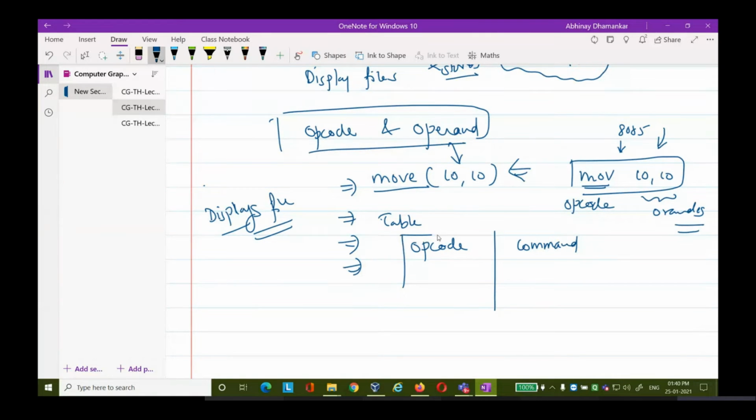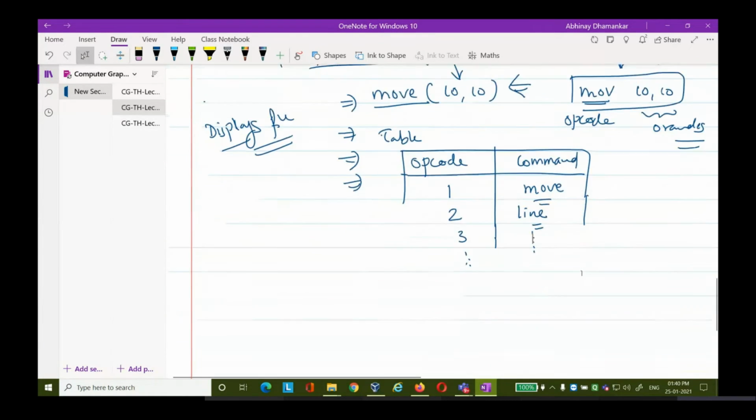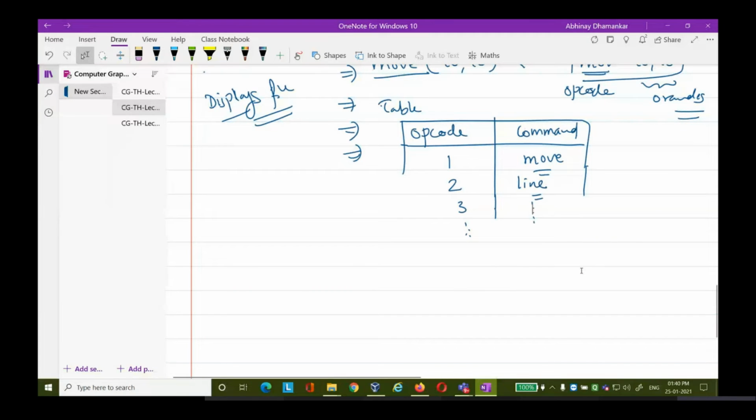If I mention it in tabulated form, then we are maintaining some tabulated form. Opcode, let's say 1 is for move, second is for draw the line, third is for something else that we don't know, or something maybe. Here we are representing this one only, move and line. इस तरह से n number of opcode हो सकते हैं in display file में.